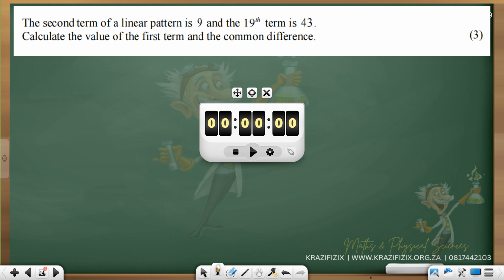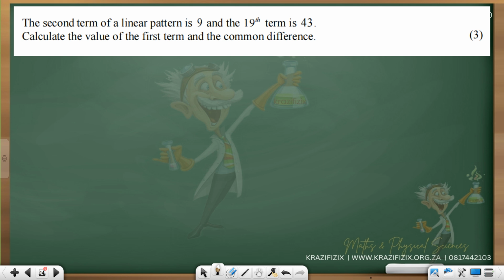Are we done? All right, let's see. The second term of a linear pattern, T2, always change it to maths, is 9. And the 19th is 43. Okay, find the value of the first term. We can simply say A plus D is 9. A plus 19 minus 1 is 18D.